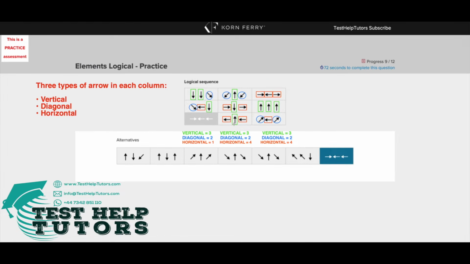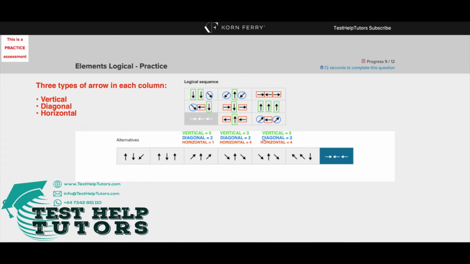It doesn't matter which way the arrows are pointing, they are still vertical arrows. This one's pointing north and this one's pointing south. Likewise, if we count the number of vertical arrows in our first column here, we can see we've got 1 here, 2, 3, so there's 3 vertical arrows highlighted in green.